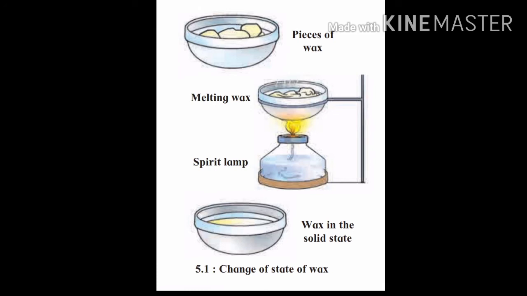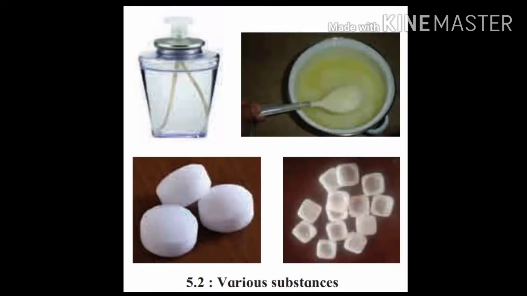Take pieces of wax in a bowl and adjust it to the clamp stand. Now place a spirit lamp below it and start heating. On heating, you will see the pieces of wax are converted into liquid. On further heating, they evaporate into a gaseous state. So this is a best example to see how a solid gets converted into liquid and a liquid gets converted into a gaseous state. Now let's see few more examples related to the topic.